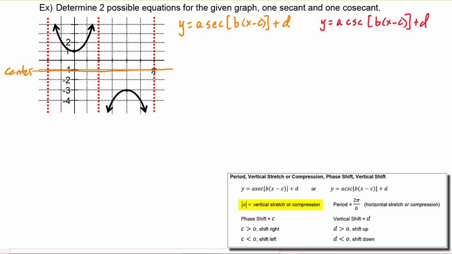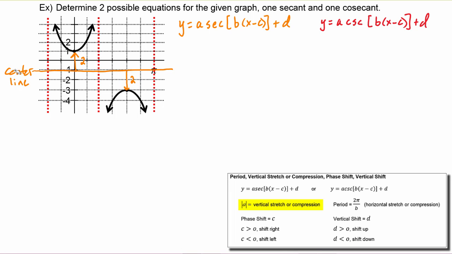And you can see that the distance from this center line out to the minimum here is a distance of 2, or from the center line here down to this max is also a distance of 2. So we know that the absolute value of a is 2.